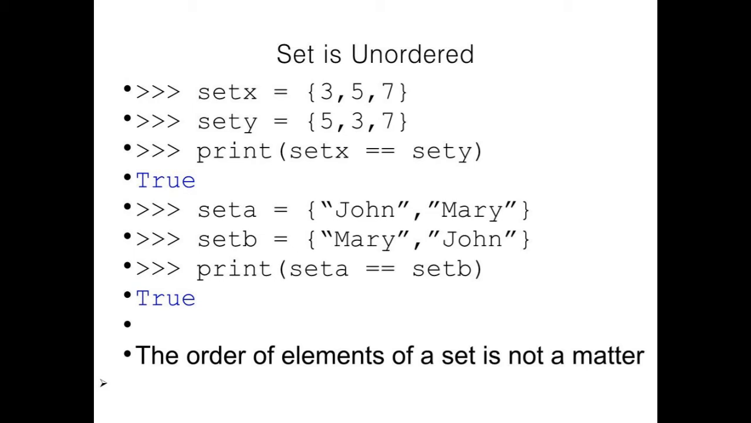Similarly, in the second example, you have two sets, set A and set B. They have identical elements, but the order is different. John, Mary, and Mary, John. So if you make a comparison between set A and set B, you will get the result true.